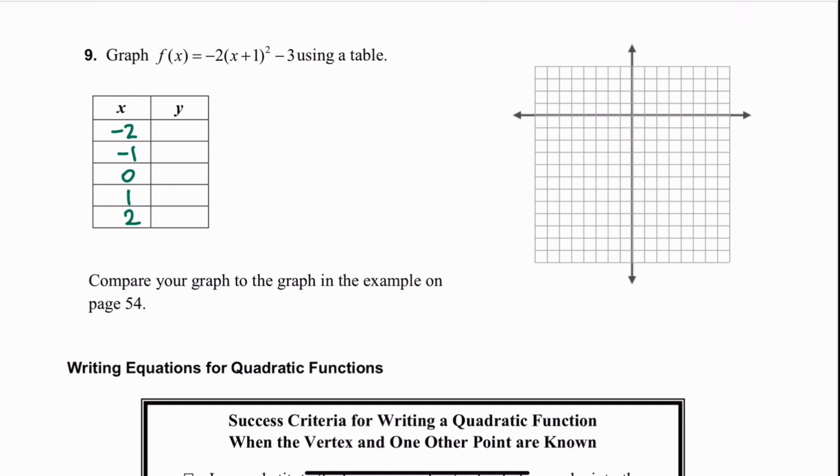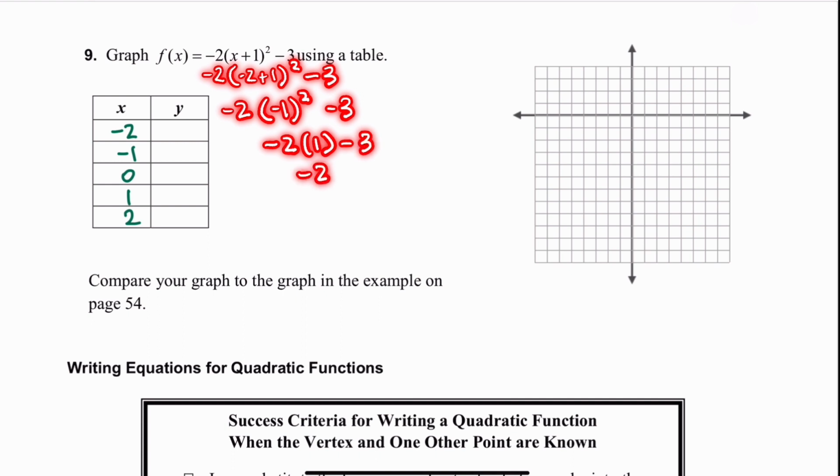So if I were to plug these points in, I'm going to take that -2 and plug it in for the x value. So I'll have -2 times (-2 plus 1) squared minus 3. This gives me -2 times (-1) squared. -2 plus 1 is -1, minus 3, which gives me -2. -1 times -1 is a positive 1. Minus 3, and then -2 times 1 is -2, minus 3 gives me a -5.